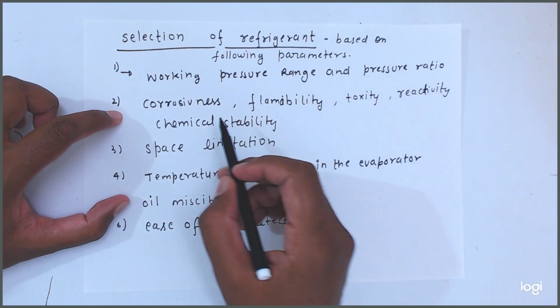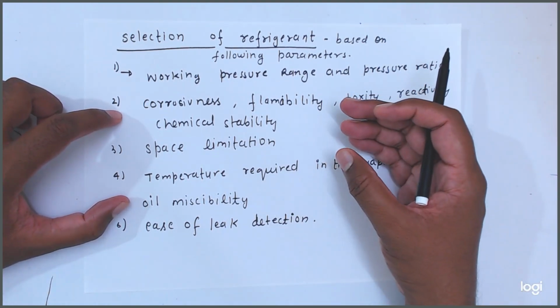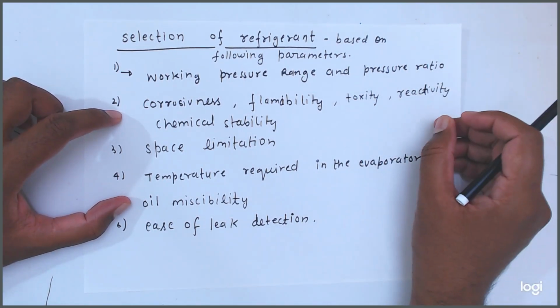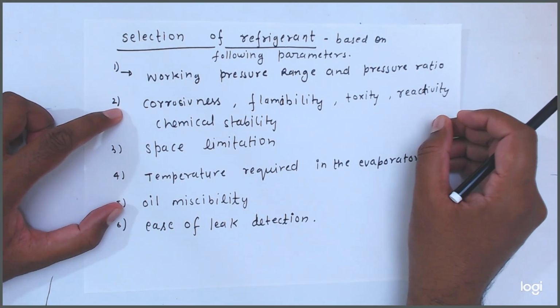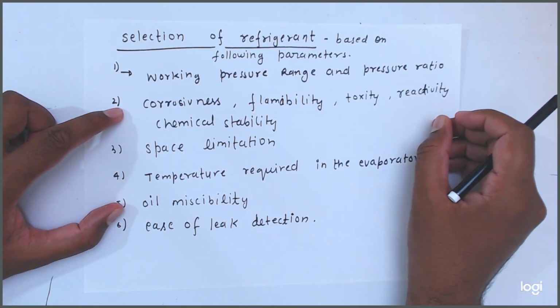So it should not be corrosive. Suppose the refrigerant we are using in the refrigerator or air condition can corrode the material, so it should not be like this. So based on these parameters, we should decide which refrigerant we have to use.